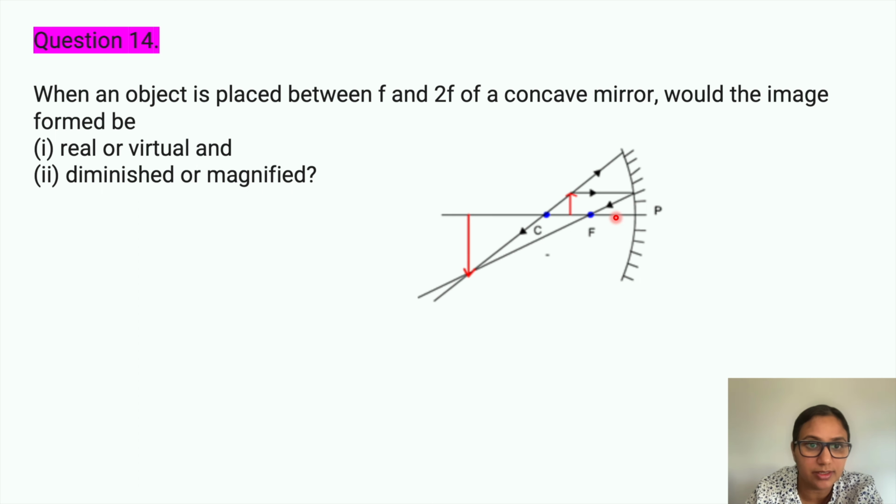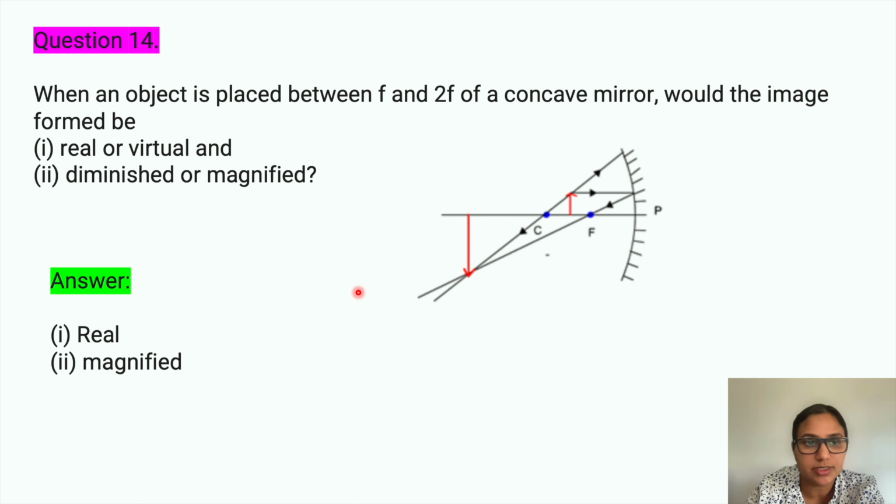So what happens when an object is placed between f and 2f of a concave mirror? As you can see here, this is the diagram. The image is formed here. First case, it is real and it is also magnified. So that is the answer.